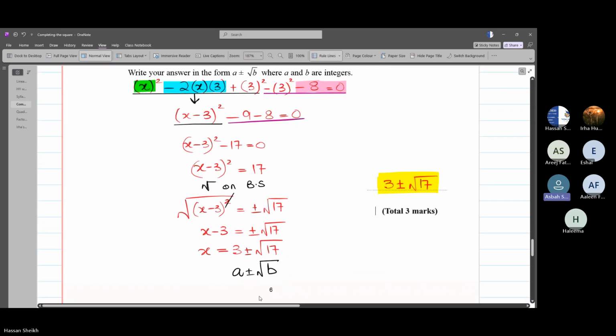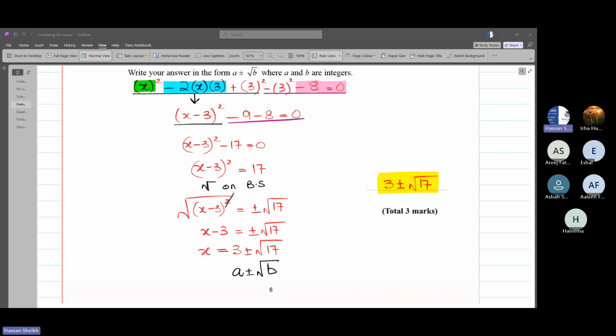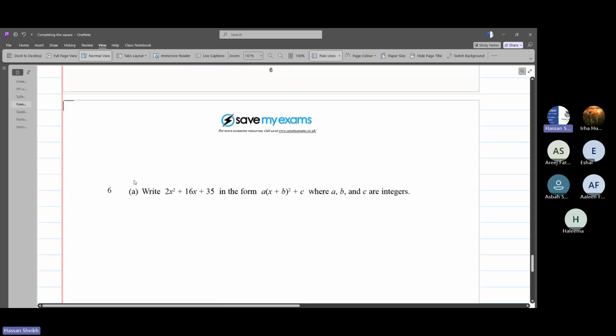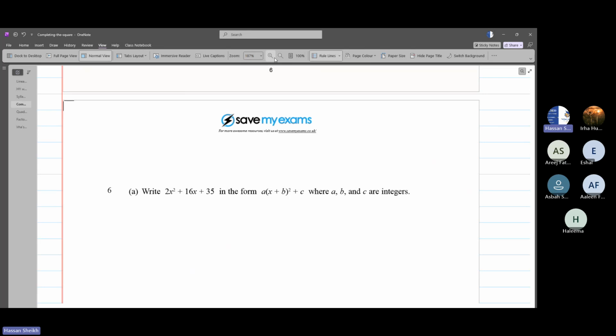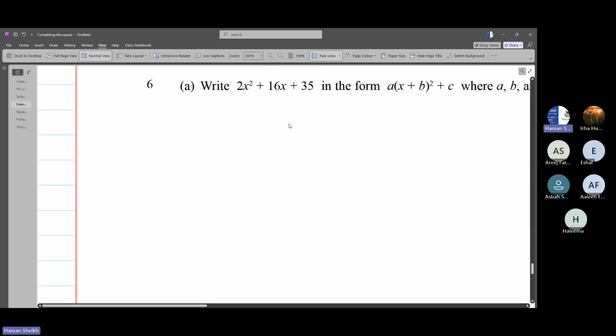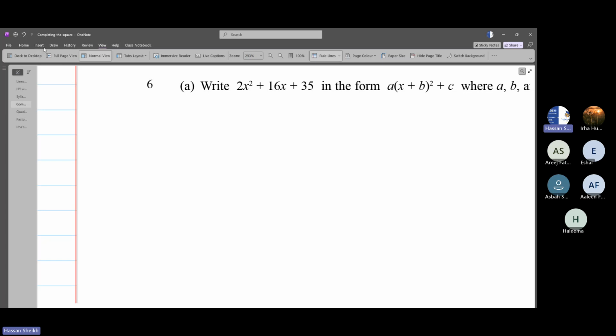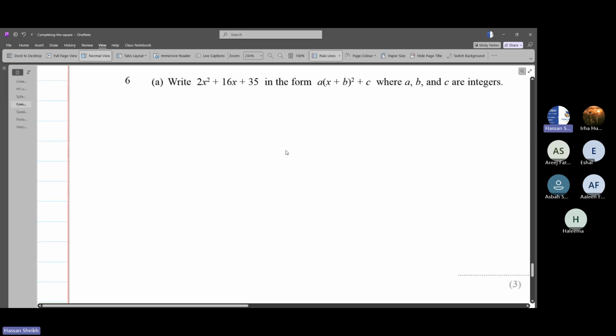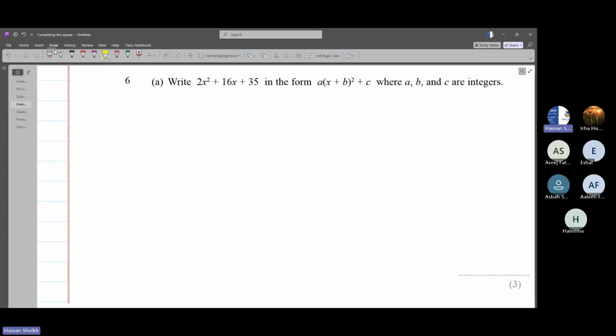Yes, it's clear now. Okay, now let's move on to the next question, which is unique of its kind because until now we haven't solved any question with the coefficient of x square being non-positive one. Here an expression is given and they want you to turn that into a different form.